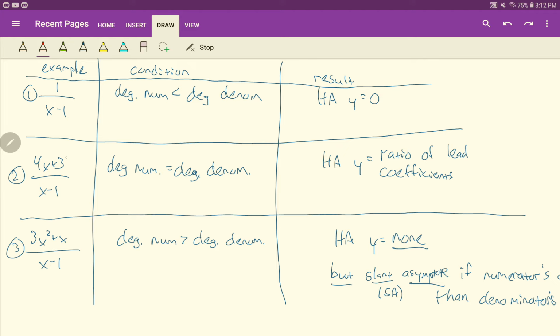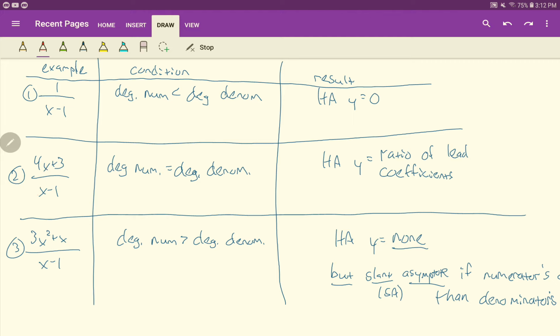In the second case scenario here, this is where the degree of the numerator is equal to the degree of the denominator. And in that case, it's a little bit more complex to describe, but it's much easier to just see. The horizontal asymptote is at y equals the ratio of the lead coefficients. So if you look back over here at our example, here are our lead coefficients.